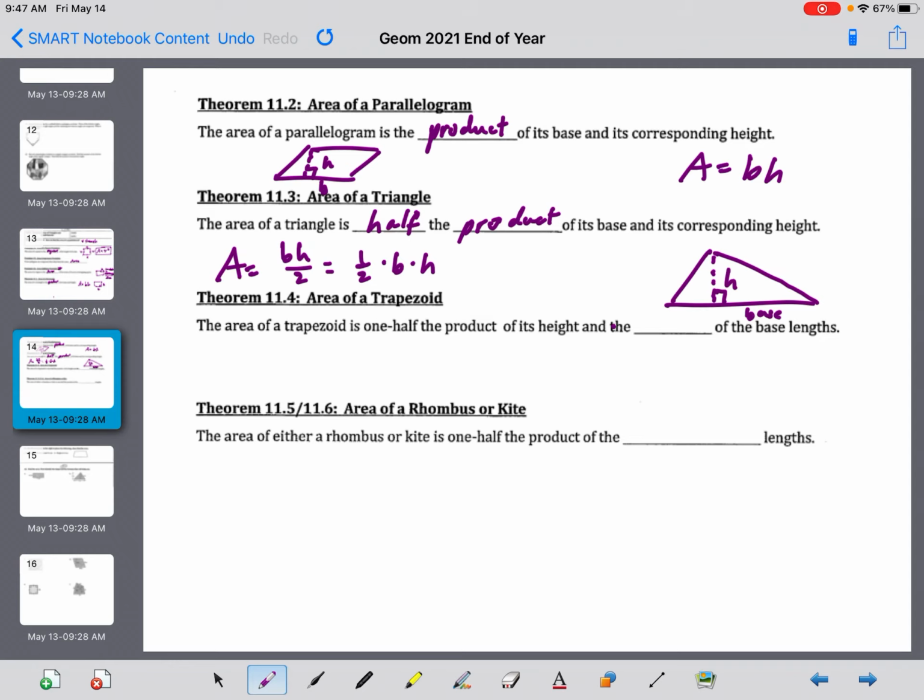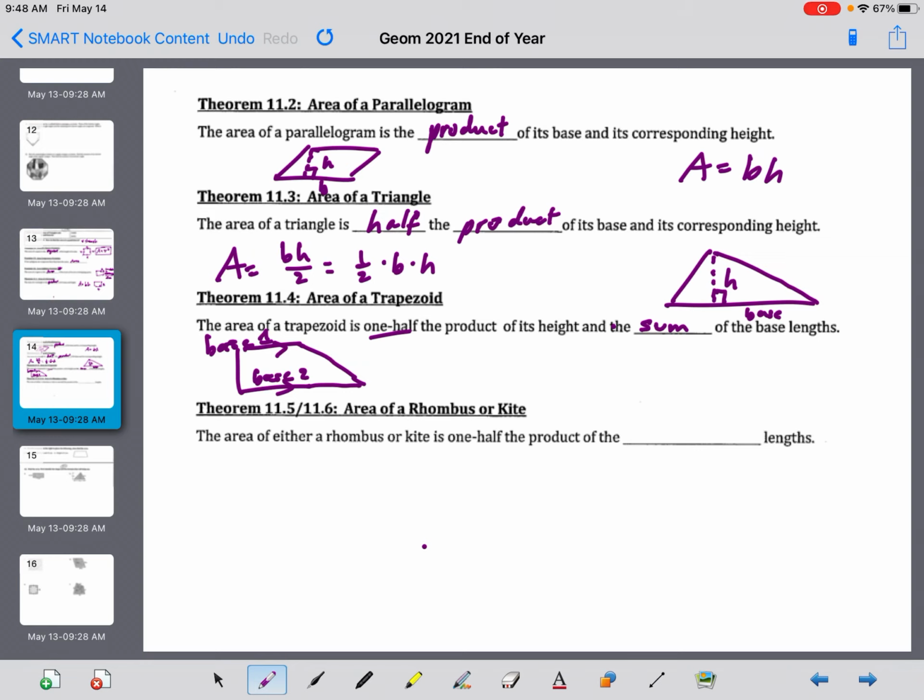Trapezoid, this one is a unique one, all right? The product, it's got a little bit of triangle in it because it's got 1/2, but you have to add the base lengths together. So in a trapezoid, you have one pair of parallel sides, and you call those base 1 and base 2. So if I have a trapezoid here, and these are parallel, this would be base 1, and down here would be base 2.